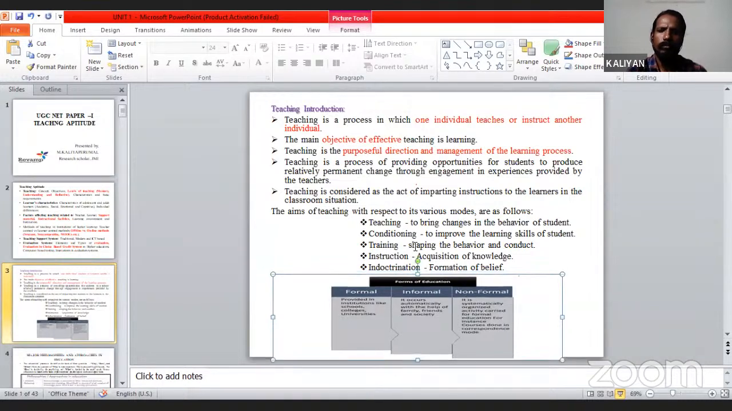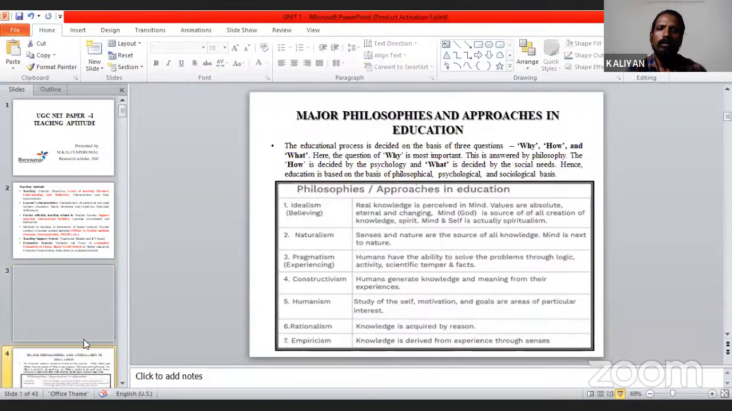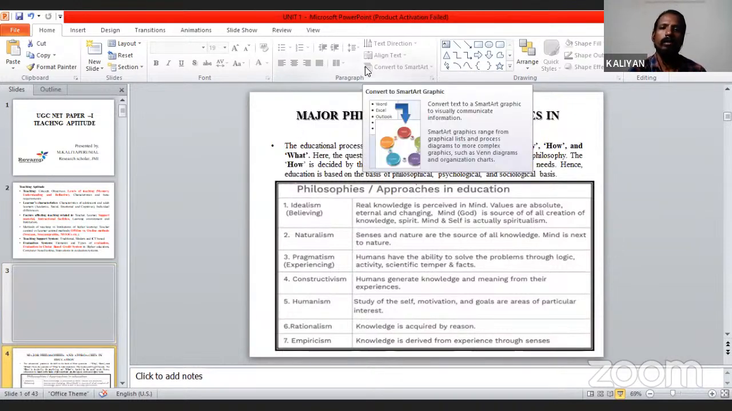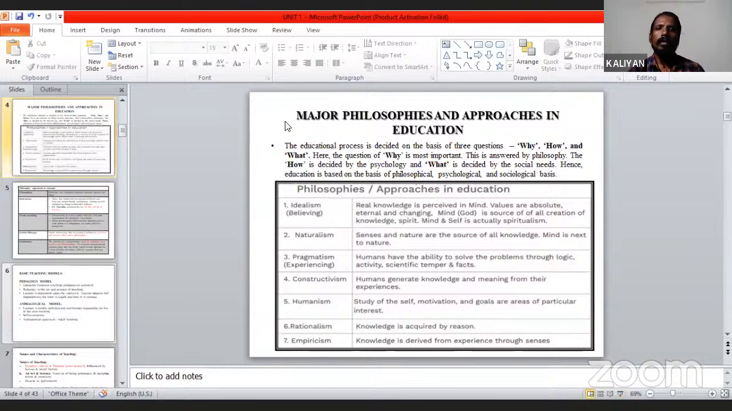And what are the major philosophies and approaches used in education? The educational process is decided on the basis of three questions: why, how, and what. The question of why is the most important. The why question is answered by philosophy, the how is decided by psychology, and the what is decided by social needs. So education is based on philosophical, psychological, and sociological bases.